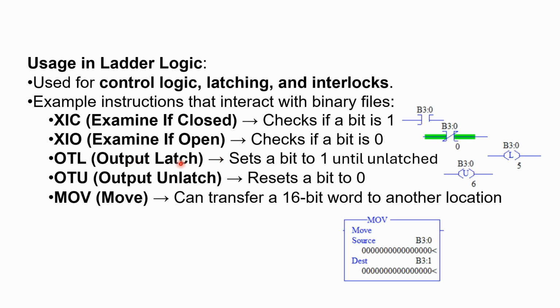And you have the output latch, OTL, which sets a bit to 1 until it gets unlatched. You see the L inside of the coil represents it's an output latch bit. An output unlatch bit resets a bit to 0, and that has the letter U inside of the coil here. Then also we have move instructions where you can transfer an entire 16-bit word to another location. For example, in this move instruction, we're moving all 16 bits of B3:0 into the destination B3:1.